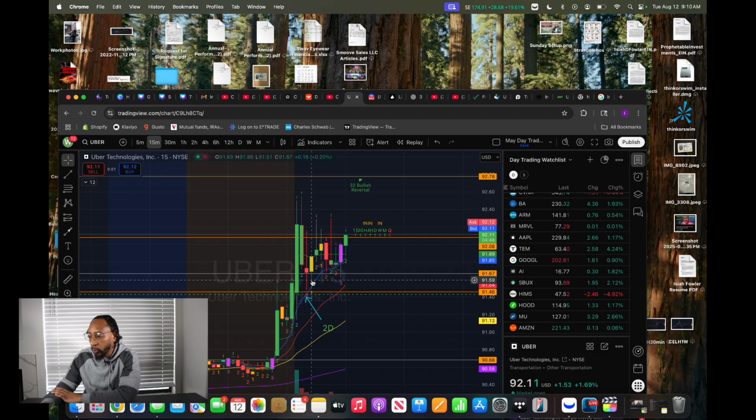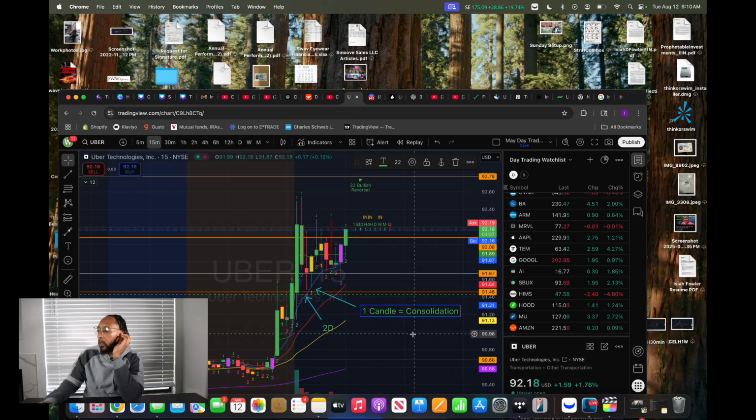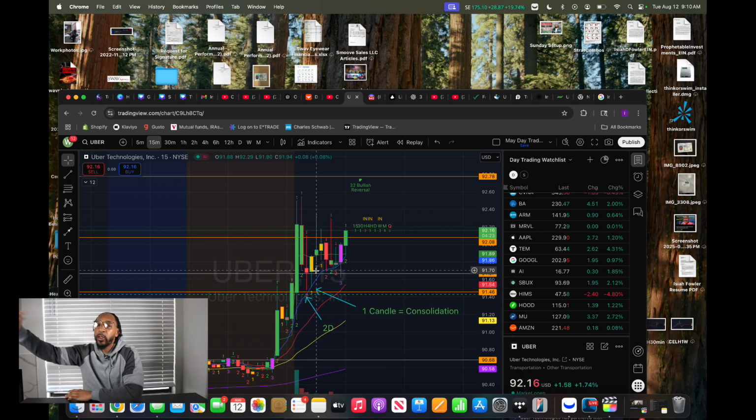Then what happened was we had a 1 candle. A 1 candle, like I say, is consolidation. So we had a 1 candle right here. 1 candle equals consolidation. All right? So we got a 2-1, and that sets you up for a 2-1-2.